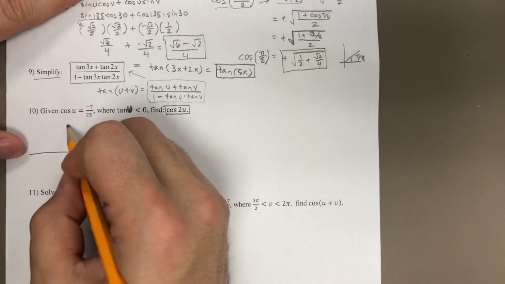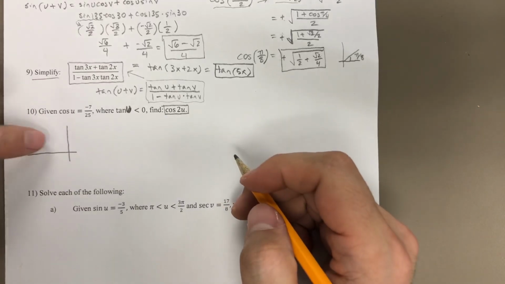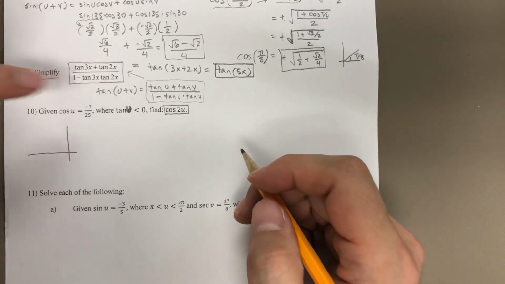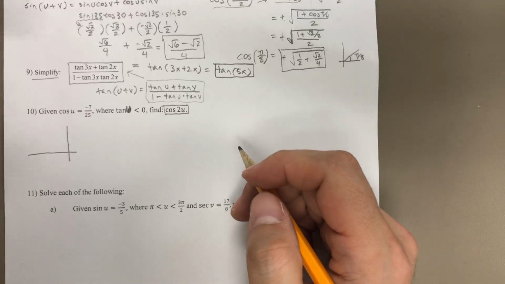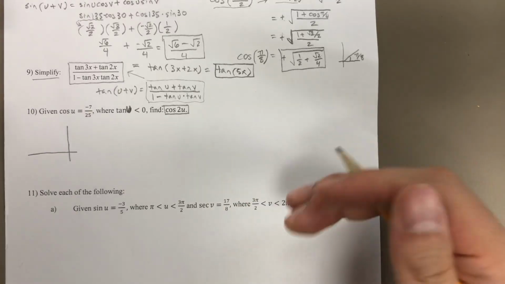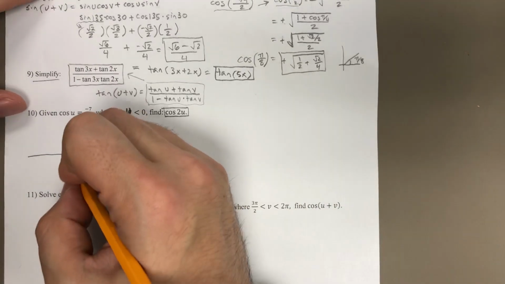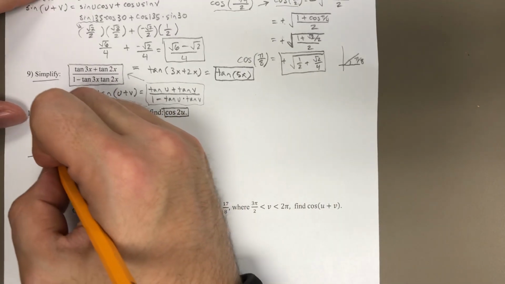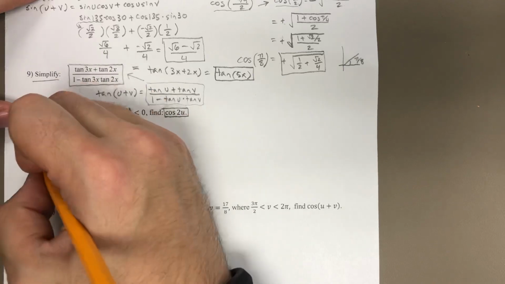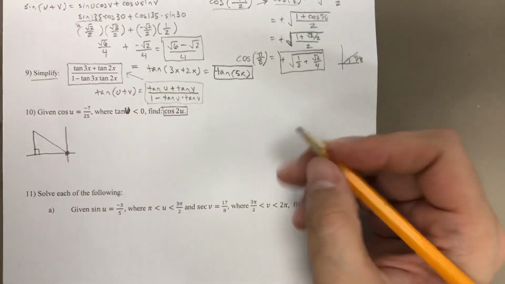Because in the second quadrant, if you remember, the x values are negative and the y values are positive. And remember the tangent is y over x. So a positive over a negative is a negative. That's why both of these are going to be negative. And that helps us to put together a right triangle that gives us our angle u's reference angle.